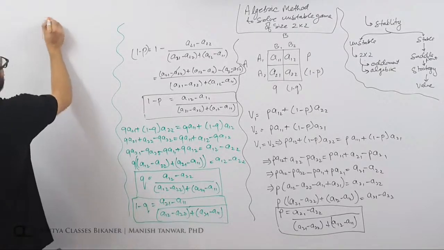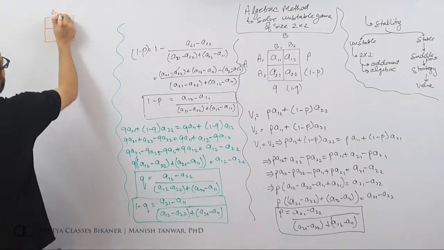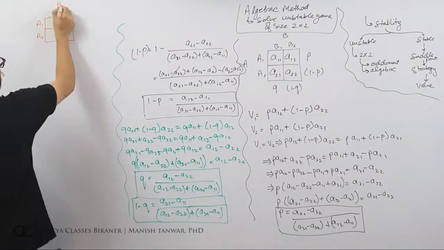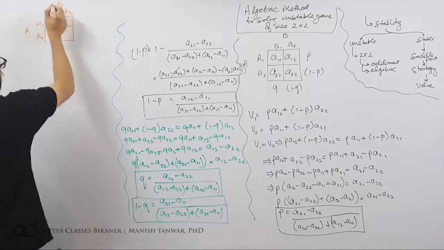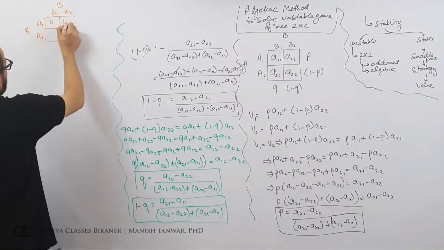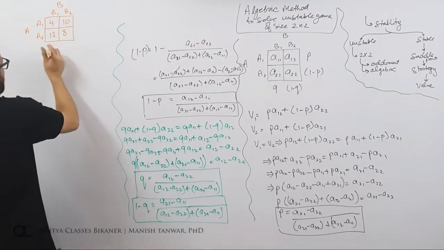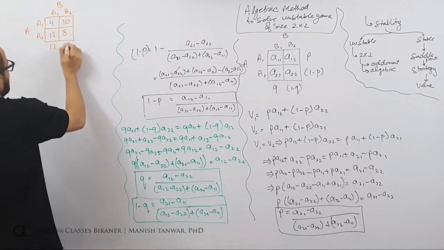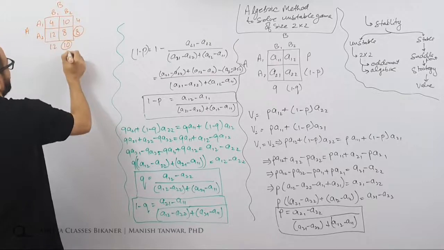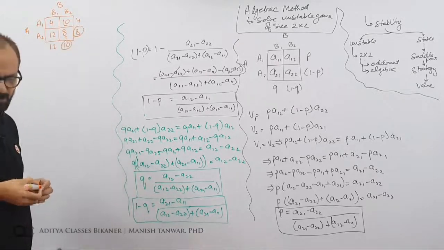Let us take a question. Let us take an unstable question. Let this be B1 and B2, A1 and A2. We have our row player and column player. Let the values be 4, 8, 10, 12. Maximum, maximum, minimum, minimum. This 10 is pointing here, this 8 is pointing here. So this is an unstable question.